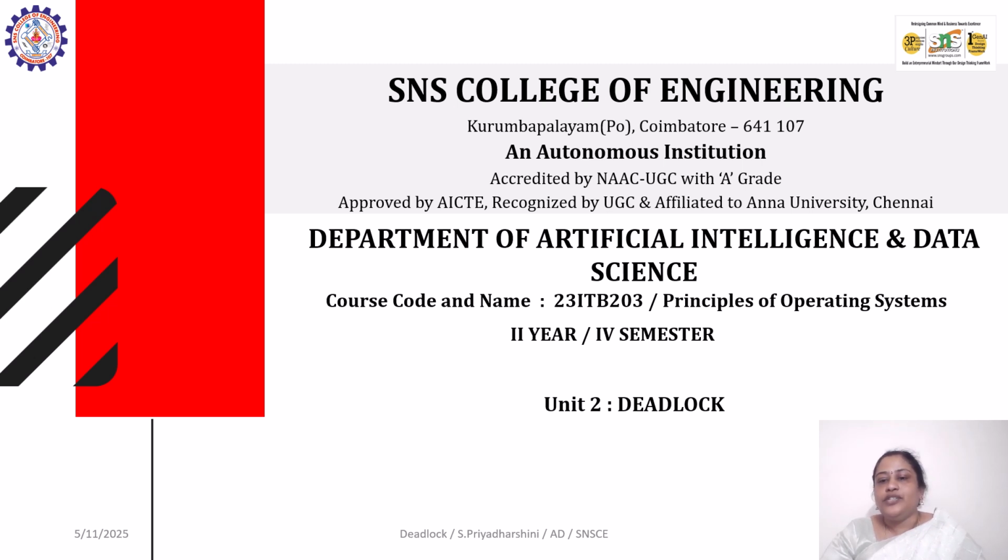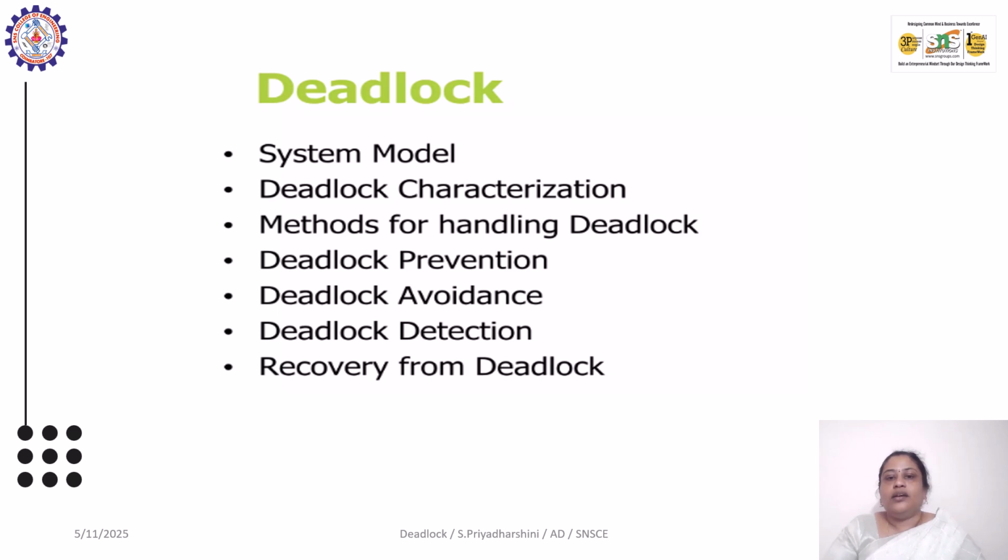Today we are going to look into the topic deadlock in operating systems. So the main objective of this lecture is deadlock. We will see what is system model, the characterization of deadlock, and the methods to handle deadlock. There are four different methods: deadlock prevention, deadlock avoidance, deadlock detection and recovery from deadlock. We are going to see all this in the coming videos.